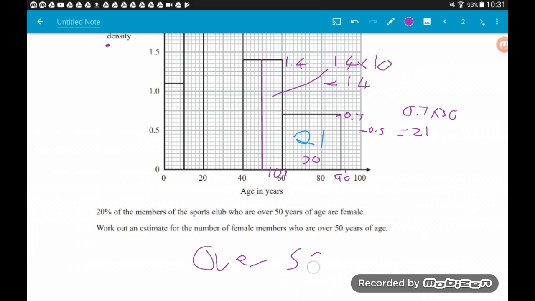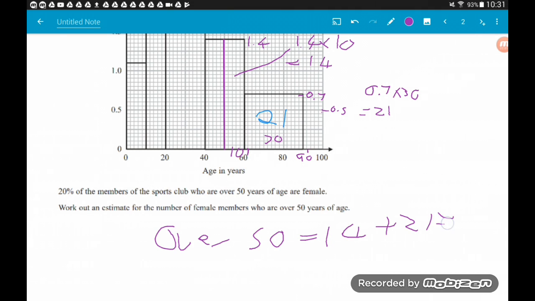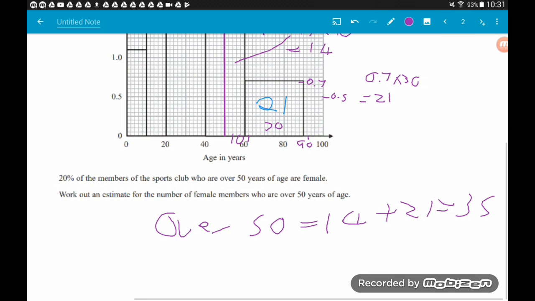So the over 50s are the 14 that we've just worked out, and the 21 that we worked out previously. So that is 35. So we are estimating here that 35 members of the sports club are over 50. We are then told, remember, 20% of the members over 50 are female, and we're asked to work out how many members over 50 are female.